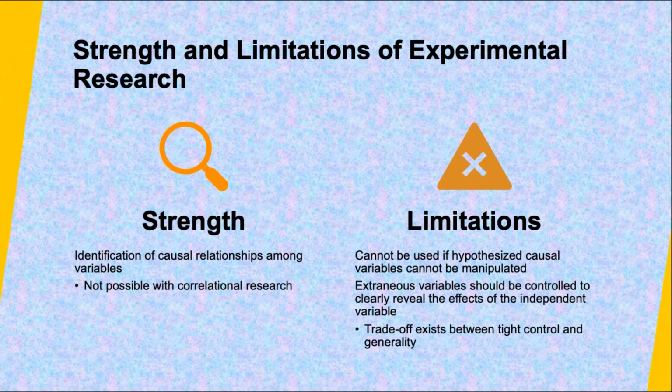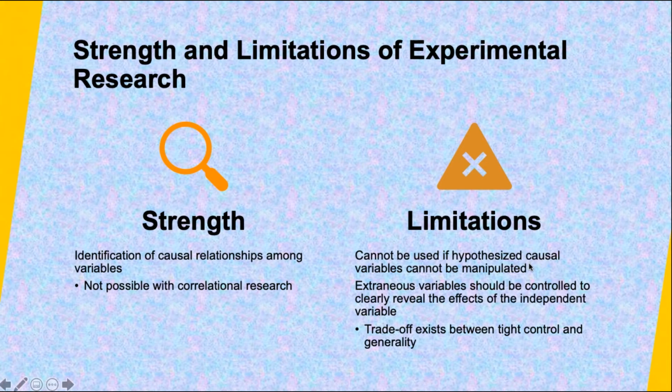Despite its power to identify causal relationships, experimental research also has limitations that restrict its use under certain conditions. For example, the most serious limitation is that you cannot use the experimental method if you cannot manipulate your hypothesized causal variables.